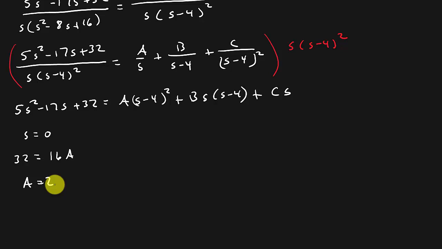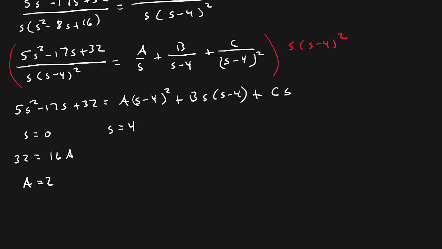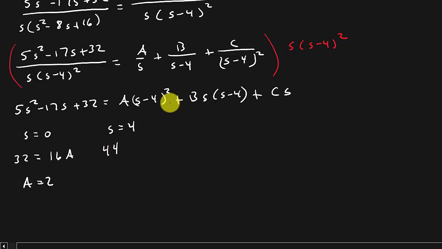And then let's see, we can let s equal 4. That's going to knock this term and this term out. So I plug 4 in for s, and when I plug 4 in for s, I have no idea what I get, I've got to put that in my calculator. That's going to give me 44. That's when I take the 4 and plug it in over here, that's 0, and that's going to equal 4c. So c is equal to 11.